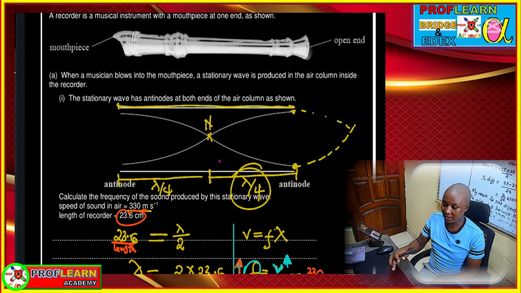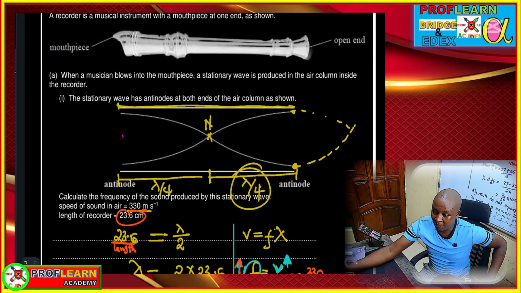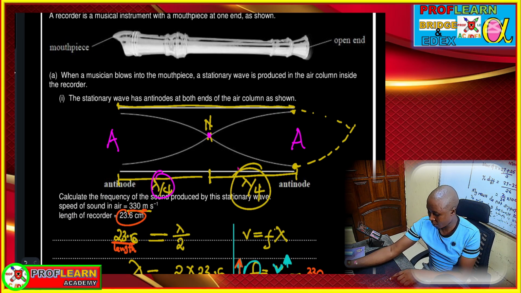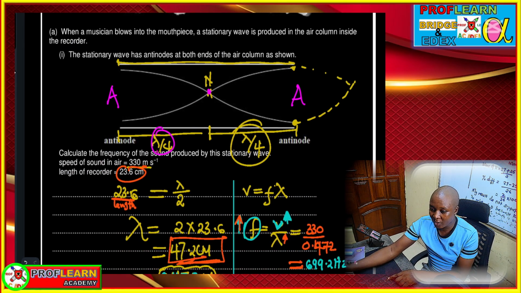We need to understand that the distance between an antinode and a node is a quarter of a wavelength, and the distance between this node and another antinode here is a quarter wavelength. So if you add these lengths, they correspond to half a wavelength. We are told to calculate the frequency of the sound produced by the stationary wave. The speed of sound in air is 330.